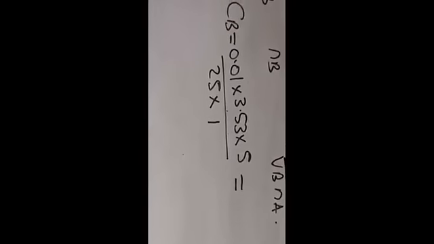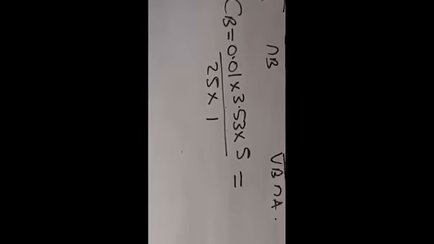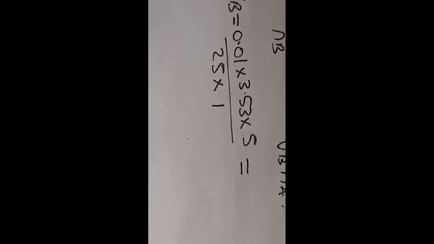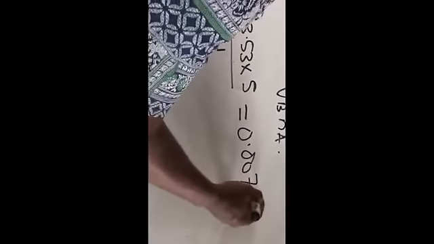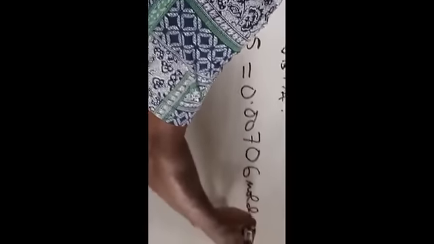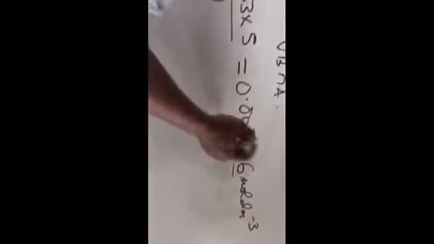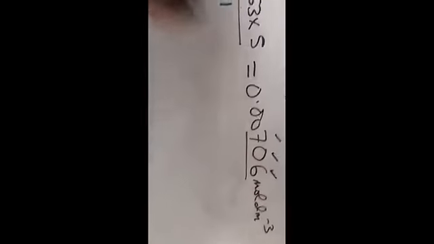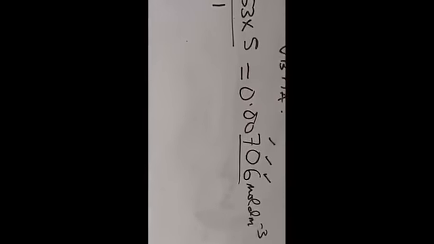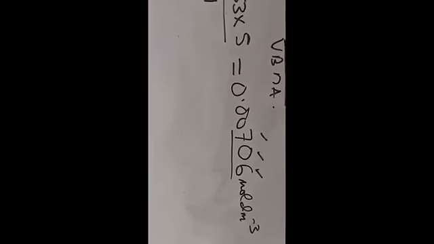Give a value in ordinary number, not a standard form. 0.007 what? What following the 6? Nothing. So values, answers should be given to 3SF: 1, 2, and 3. So 0.00706 mole per dm cube. So that is the concentration of B in mole per dm cube. That is the answer to question BII.